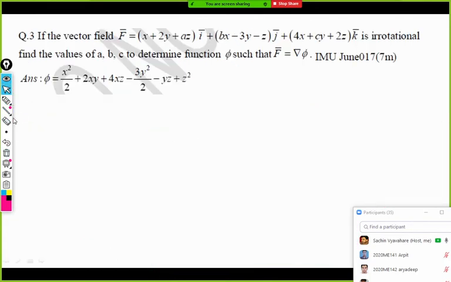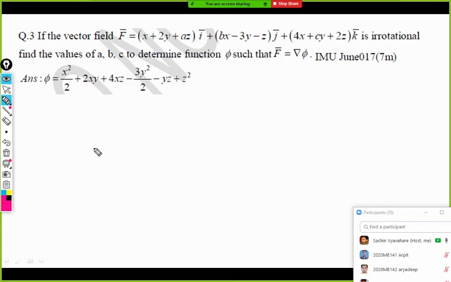Now we'll move to question number 3. It is a similar question. I told you questions 3, 4, 5, and 6 are exactly similar, with only a small change in the functions. Here is a little different question, question 3, where some constants are introduced, and we are asked to find the values of the constants a, b, c so that f bar is an irrotational vector.